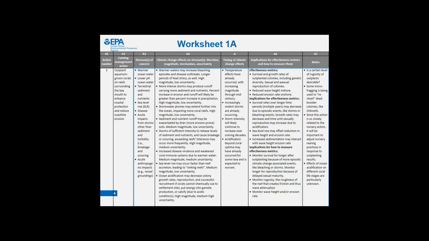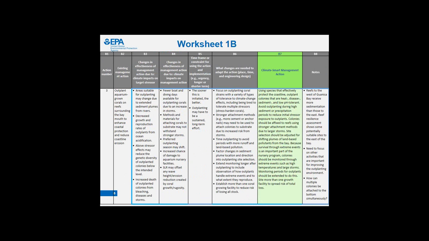All right. Well, we'll go through the next worksheet. I'll do the same thing, that is walk through it and pause at the end, and look forward to questions and additions that we missed, comments as well. So worksheet 1B: in the previous worksheet, we outlined a lot of the factors of concern, and in worksheet 1B, we begin to transform that information into a more climate smart action. So our existing starting point, our management action, was outplanting aquarium grown corals on reefs surrounding the bay to enhance coastal protection and reduce coastline erosion.